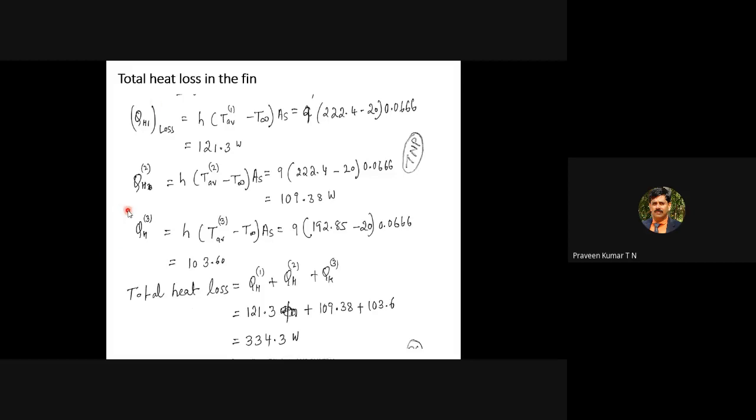Now you have to find out the heat loss by element 1. The same formula, only the average temperature you have to consider. The heat loss by element 2, again the same formula with the average temperature of element 2. And Q3, the total heat transfer through element 3, that is convective heat transfer. We'll get some value after simplifying. Finally, the total heat loss is equal to the heat loss by element 1 plus the heat loss by element 2 and the heat loss by element 3. So that finishes your problems on fins.